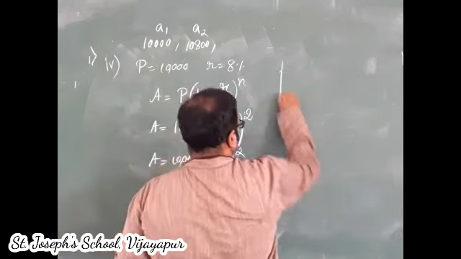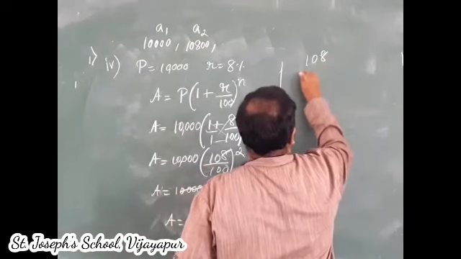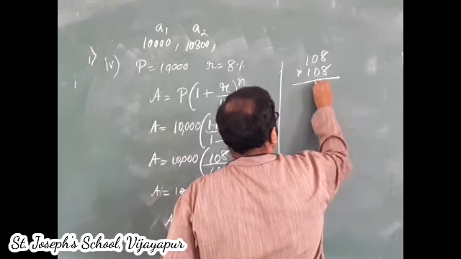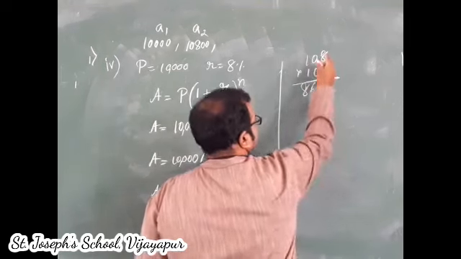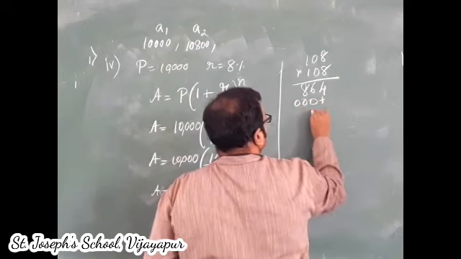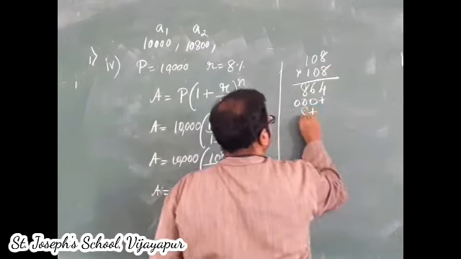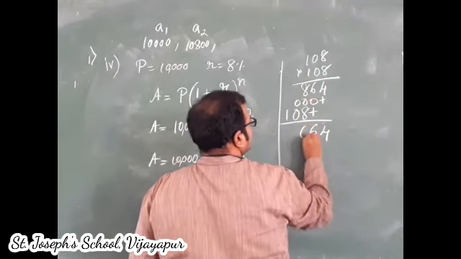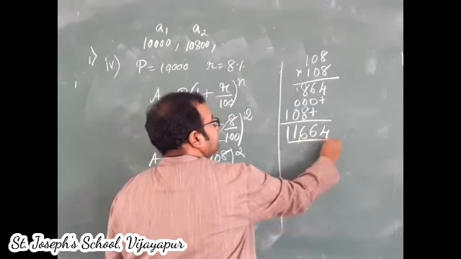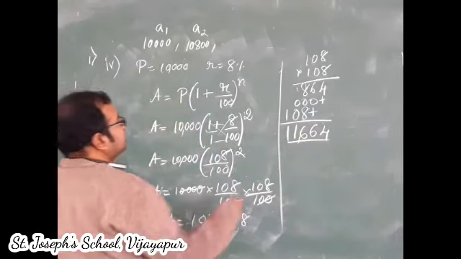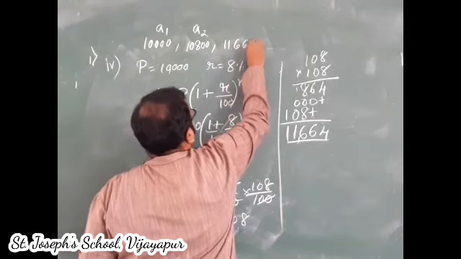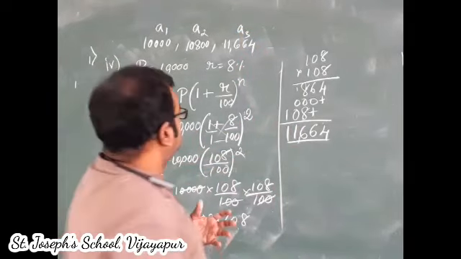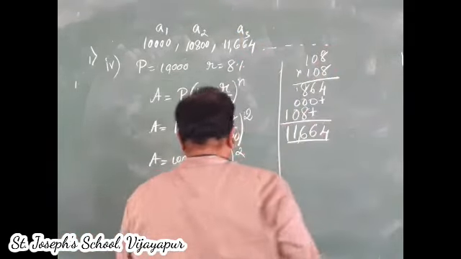Let us try to find the product for that. 108 into 108. 8 eights are 64. 6, 8 ones are 8. 0, that's nothing but 0. Then 1, anything multiplied by 1 is itself. So the final answer is 11,664. That will be our third term. Similarly, we can find the remaining terms of the sequence.